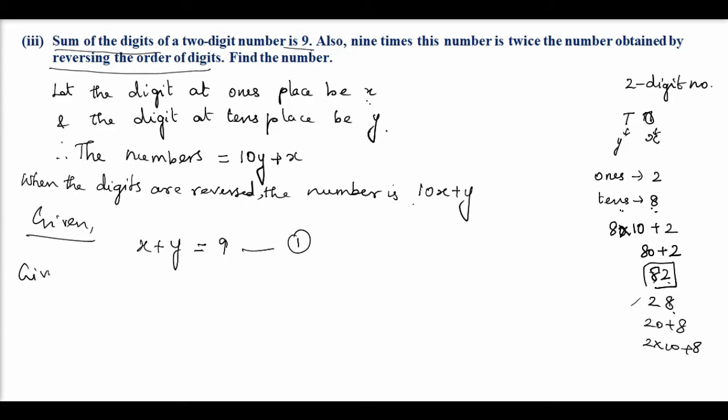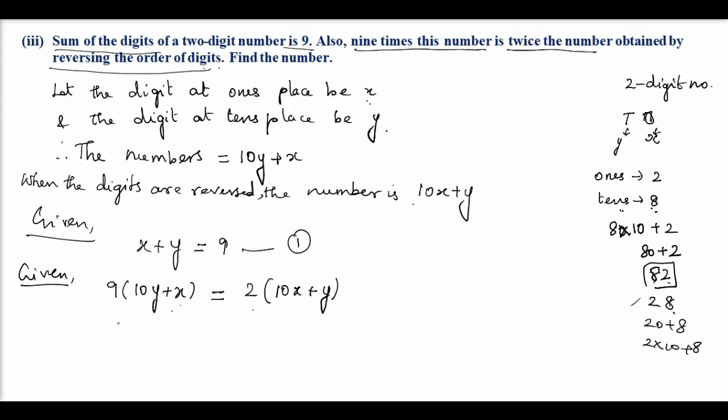Okay, the next condition given is that 9 times this number, 9 times the number is 10y plus x. So 9 times this number is twice the number obtained by reversing the order of digits, which we know is 10x plus y. So this is the condition given. That is, 9 times the number is twice the number obtained by reversing the order of digits, right?